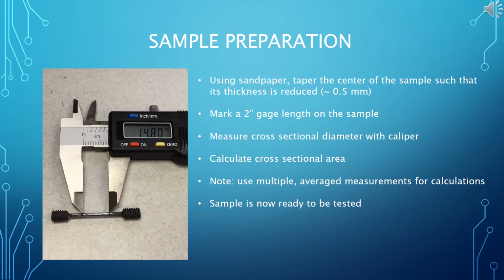Next, mark a 2-inch gauge length on the sample. Measure cross-sectional diameter with calipers. Calculate the cross-sectional area. Note to use multiple average measurements for calculations. The sample is now ready to be tested.